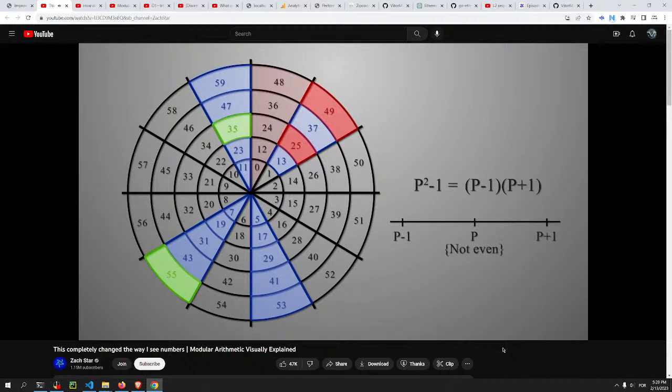Now, since p is prime, then it's not even because it's greater than 2, meaning that p minus 1 and p plus 1 are even or divisible by 2. But every other even number is divisible by 4, so either p minus 1 or p plus 1 has a factor of 4. It's easier to see this with examples, like if these numbers were 30, 31, and 32, one of the even numbers must be divisible by 4, which 32 is.